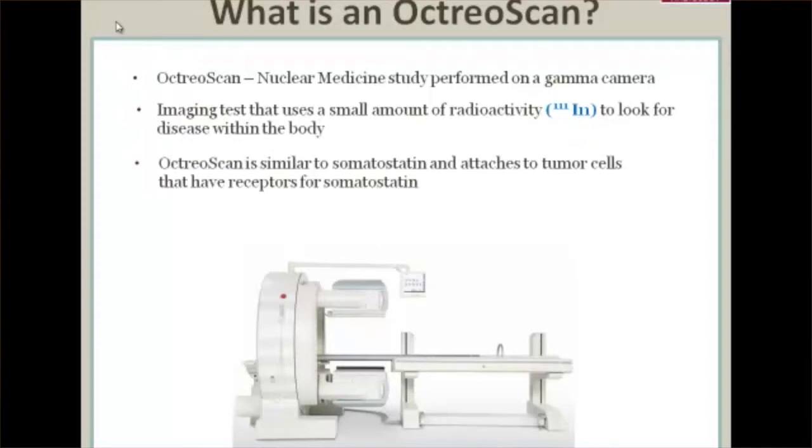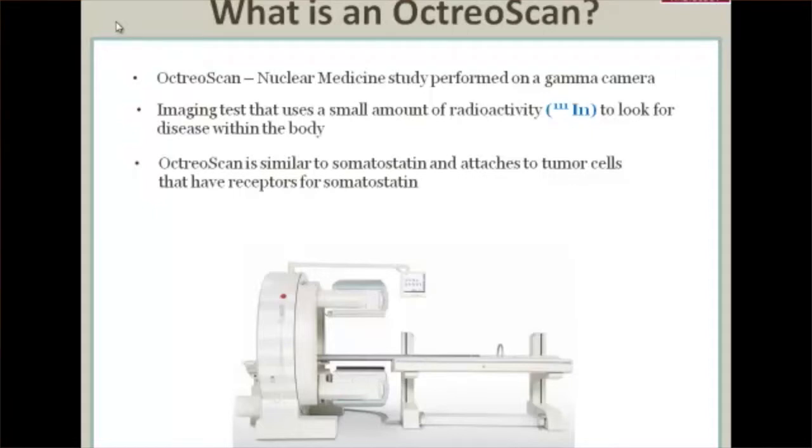So Octreoscan is similar to somatostatin, and everybody who lives with NETs knows what somatostatin is. It acts like somatostatin, so it goes and sticks itself onto tumor cells that actually have receptors for somatostatin. So right now in that sentence, you can see what I mean. An MRI is going to take a picture of something that looks funky in the liver.